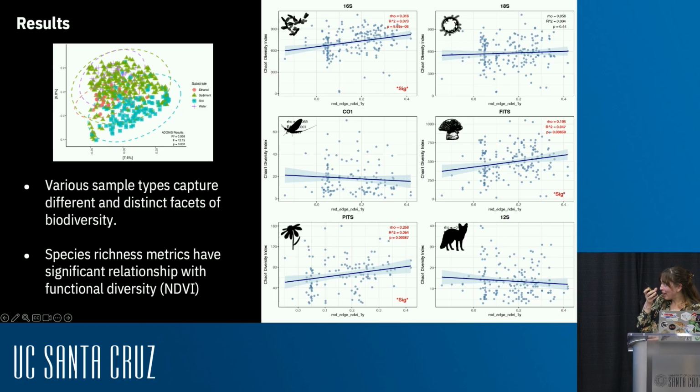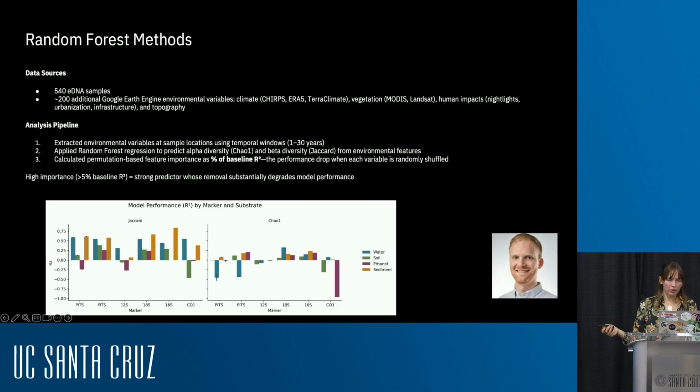So again, these are more of Madeline's slides. We already see with some of these remotely sensed measures like NDVI, we already see some relationships between the eDNA data and the remotely sensed variables. And then we see that there's different biodiversity in the different types of substrates that were sampled.